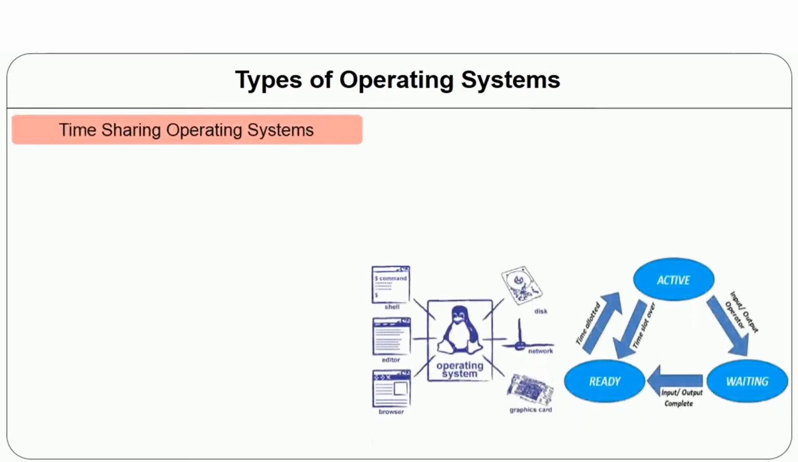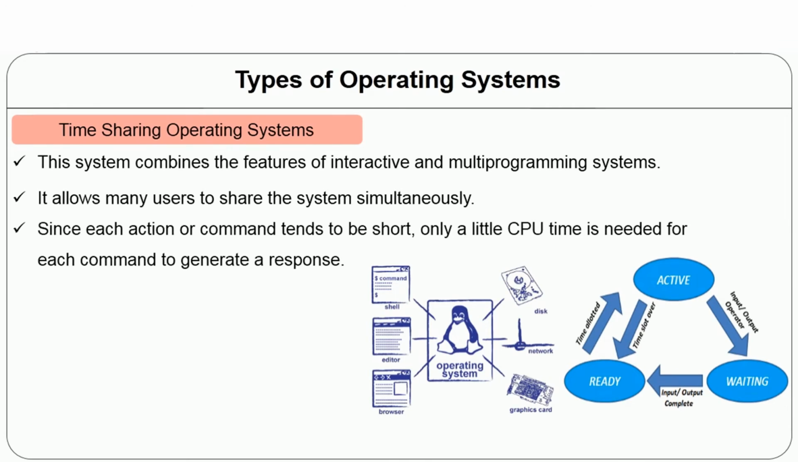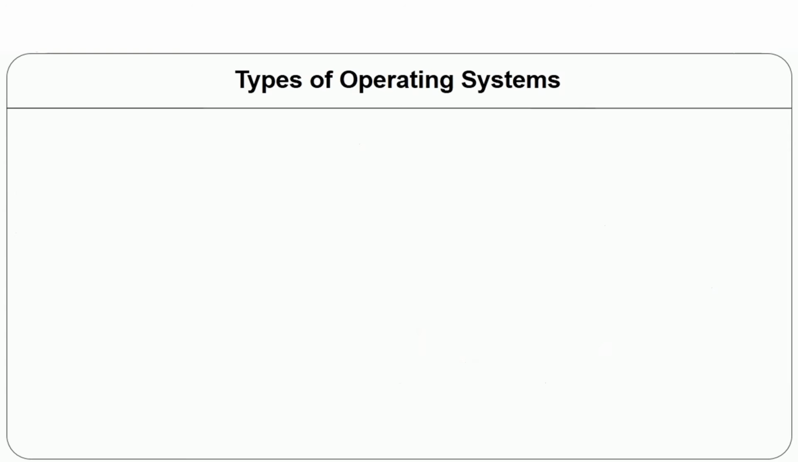Time sharing systems. This system combines the features of interactive and multi-programming systems. It allows many users to share the system simultaneously. Since each action or command tends to be short, only a little CPU time is needed for each command to generate a response. The Multics and Unix operating systems are examples of this kind of time sharing system.